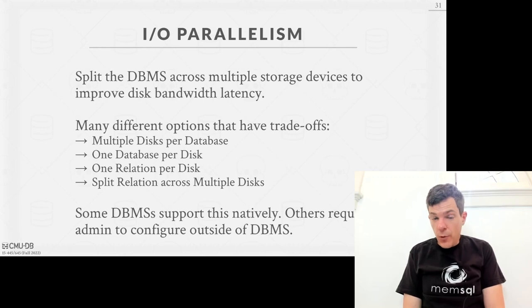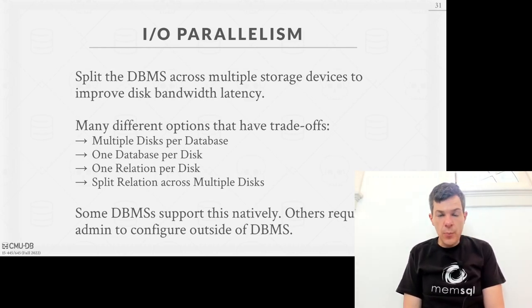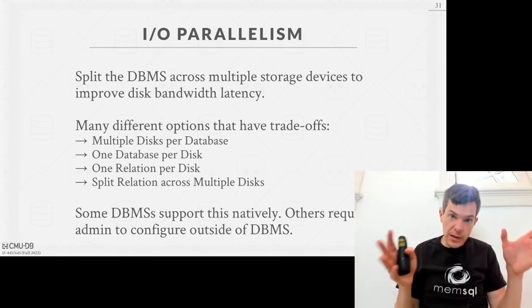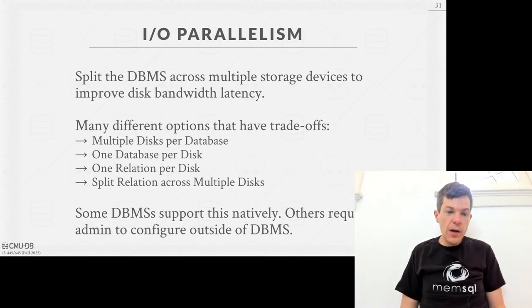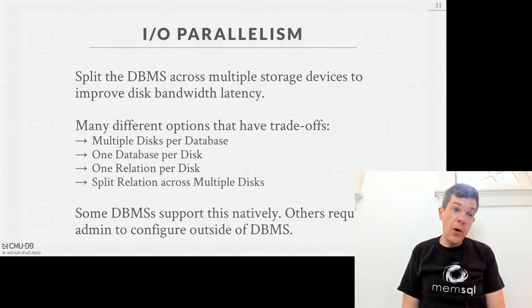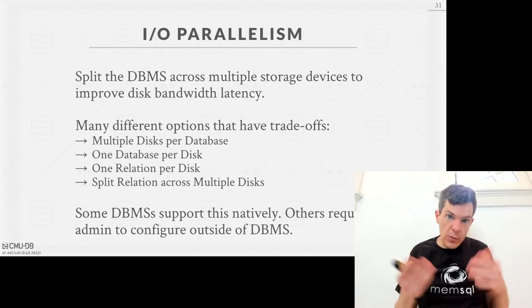And there's a bunch of different ways that we can do this. One database could be stored across multiple disks. You could have one database per disk, with multiple disks and one per database. You could assign one table, one relation per disk. You could split a relation across multiple disks, right? All the different approaches have different trade-offs, not only in terms of performance, but also reliability or durability. Like if one disk goes down, do I lose everything, or do I lose part of it, right?